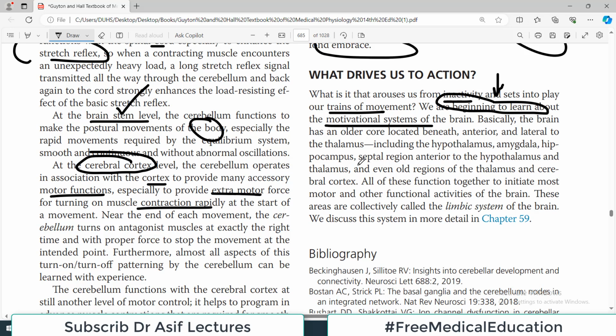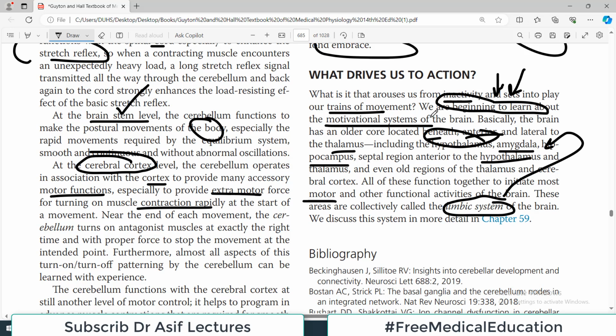Basically, the brain has an older core located beneath, anterior and lateral to the thalamus, including the hypothalamus, amygdala, hippocampus, and septal regions anterior to the hypothalamus. So this region is considered the core. All of these function together to initiate most of the motor functions of the body, and these areas are collectively what we call the limbic system. And it is believed that this limbic system is associated with moves to start the action. But anyway, I like this line, beautifully written, that we are only beginning to learn about the motivational system. So it's our very beginning, right? A very complicated system. So all the very best.